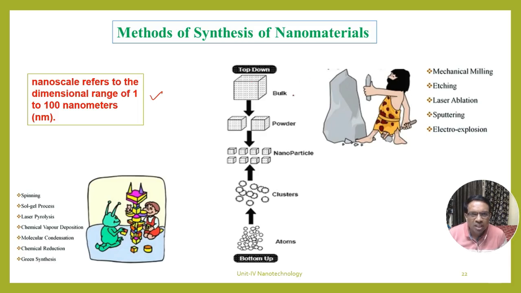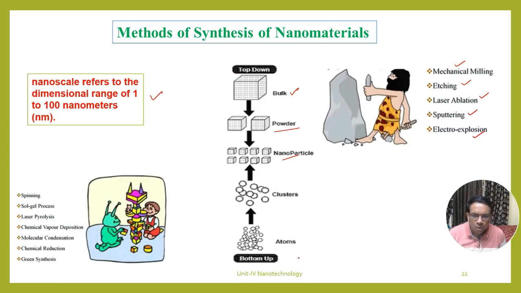Top-down means we will take a bulk material and then we will make it into powder and then we will make it into nanoparticles. For example, we use mechanical milling, etching, laser ablation, sputtering. These are the methods which are used to synthesize nanomaterials in the top-down approach.